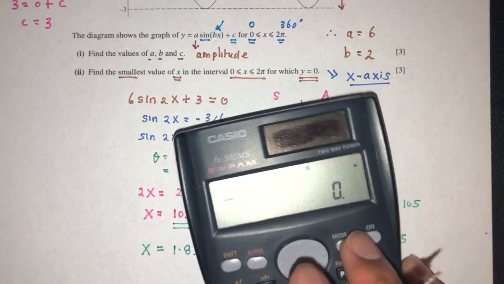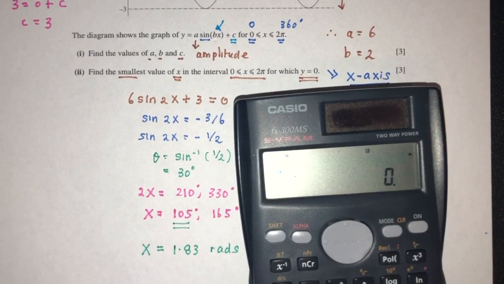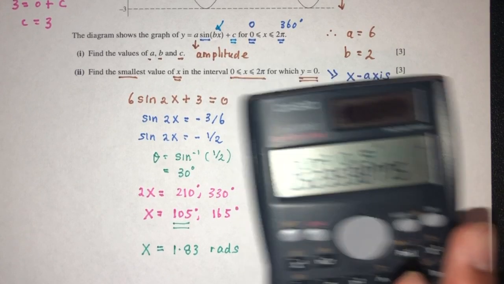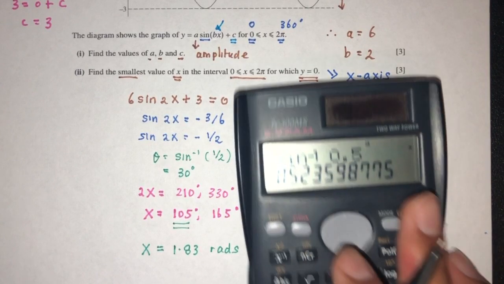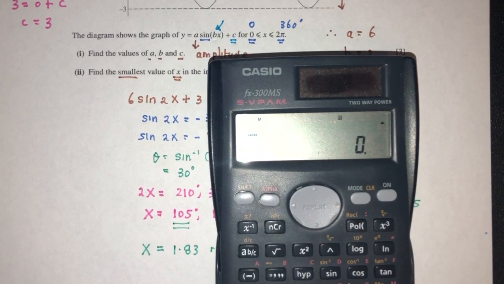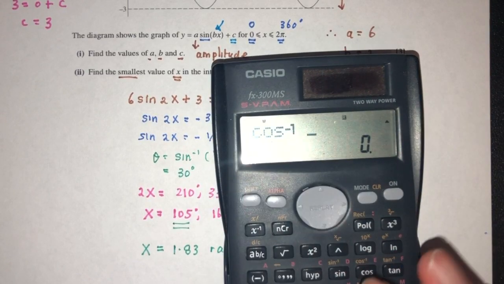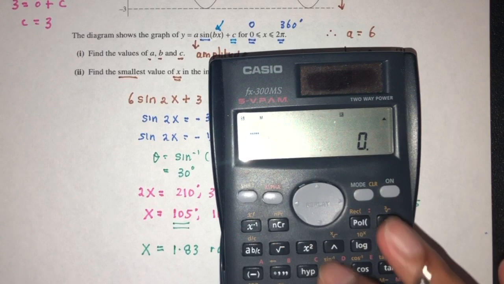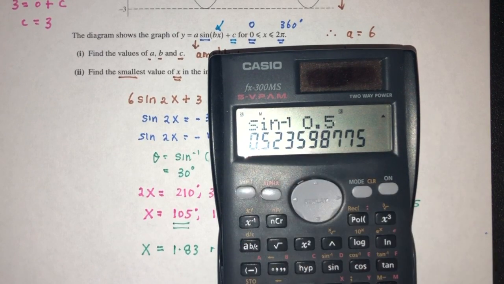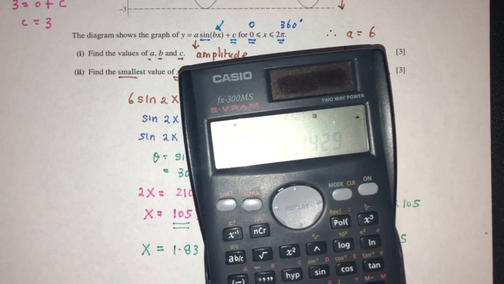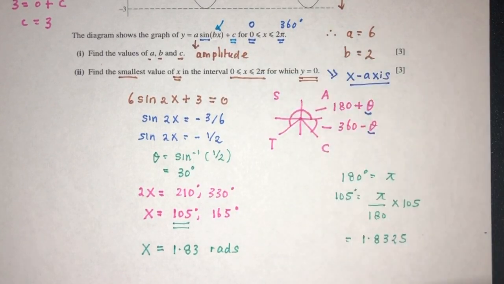Now again, you can always change your calculator to radians and find the value. For example, sin inverse of 0.5 should be this, and then according to the quadrant, it will be pi minus the answer, then divided by 2 should give you the value of, should be plus, my apologies. So sin inverse of 0.5 should give you this, then we have pi plus the value according to the quadrants, then divided by 2 should give you 1.83 as well for the value of x.